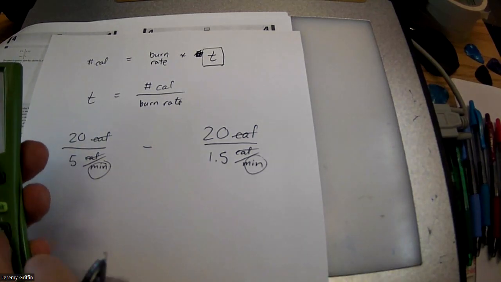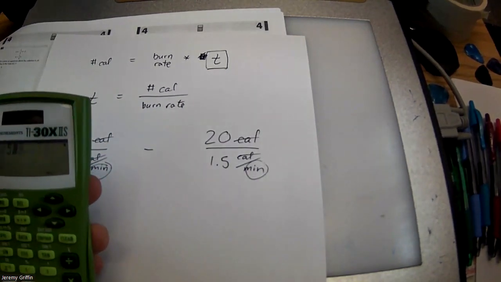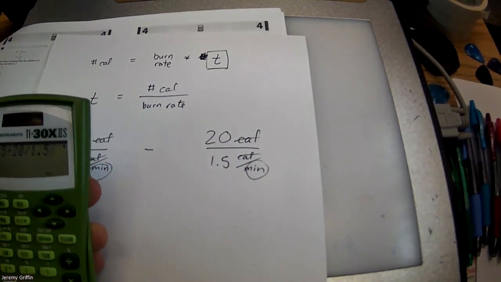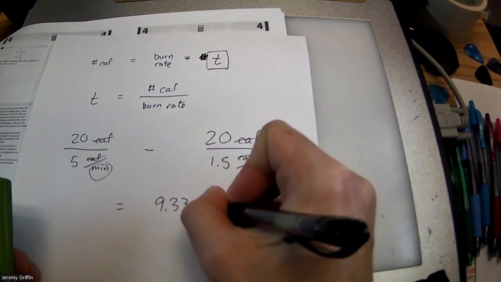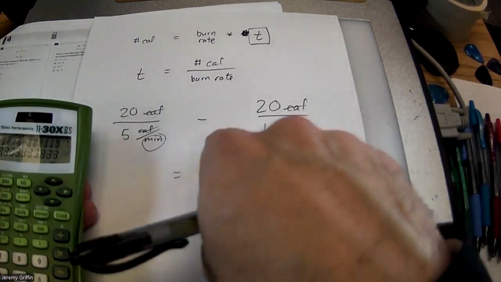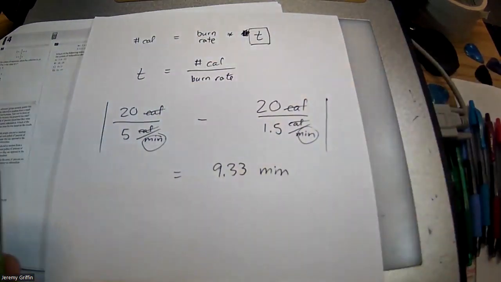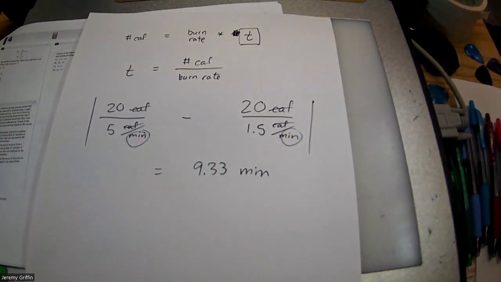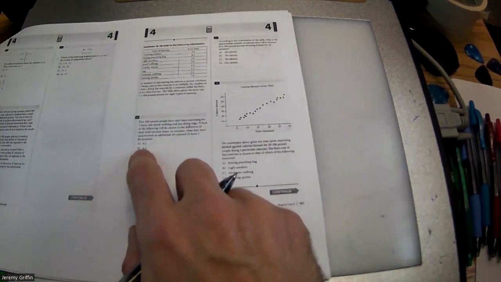So 20 over 5, which is of course 4 minutes for this guy, minus 20 over 1.5 for the yoga guy. I'm looking at a difference of 9.33 minutes. One more detail. This number is technically negative because I subtracted the big one from the small one. So the difference in time would just be the opposite value. You could subtract the other way. Is there 9.3 minutes? Option B, it looks like. Yeah, 16 is B.